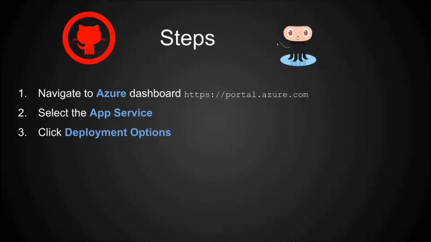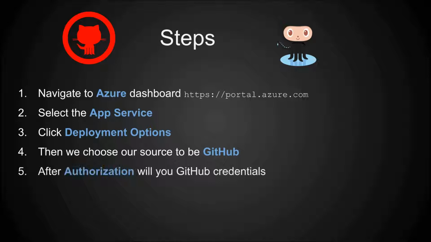Step 3, click the deployment options. Then we're going to choose our source to be GitHub. After you authorize with your GitHub credentials, we will choose which branch to deploy. In this case, I'm just deploying master.